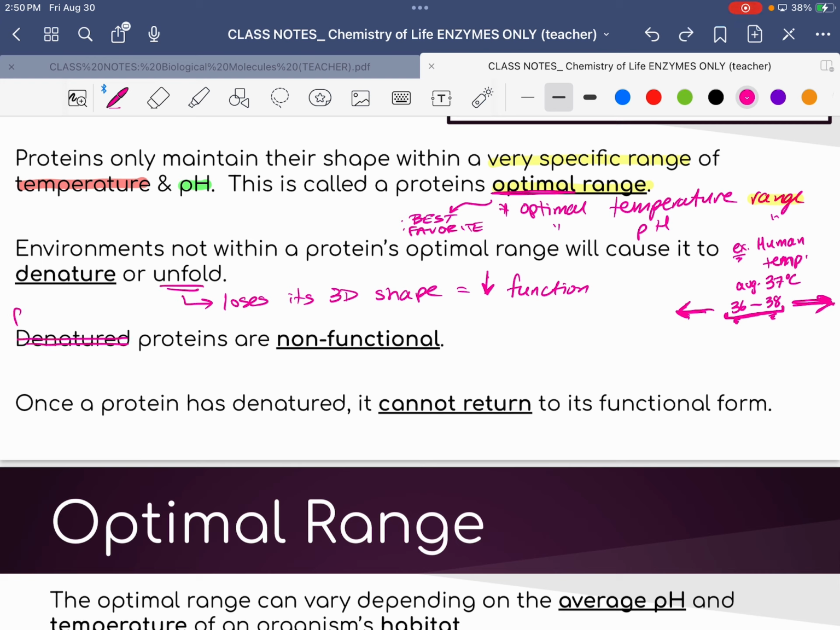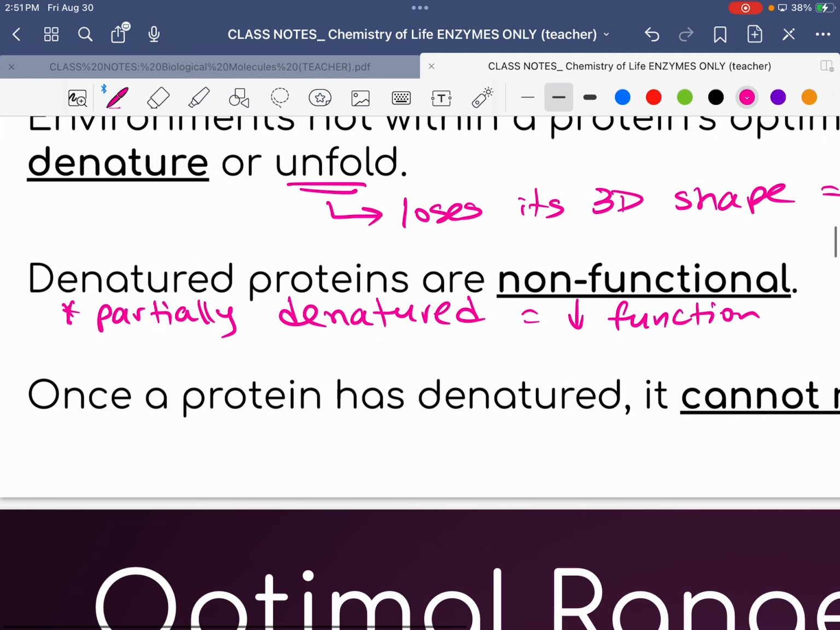Let's just add to this. If it's partially denatured, that equals decreased function. So it just doesn't function as well if it's partially denatured. But if it's fully denatured, if it denatures all the way back to its polypeptide sequence, all the way back to its primary structure, then it will be non-functional. In other words, it completely loses its function.